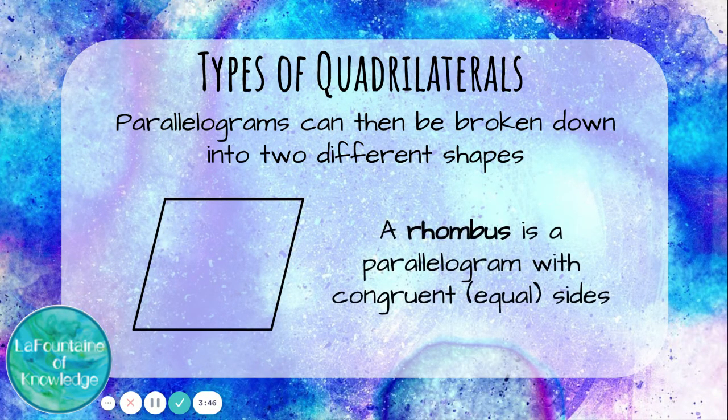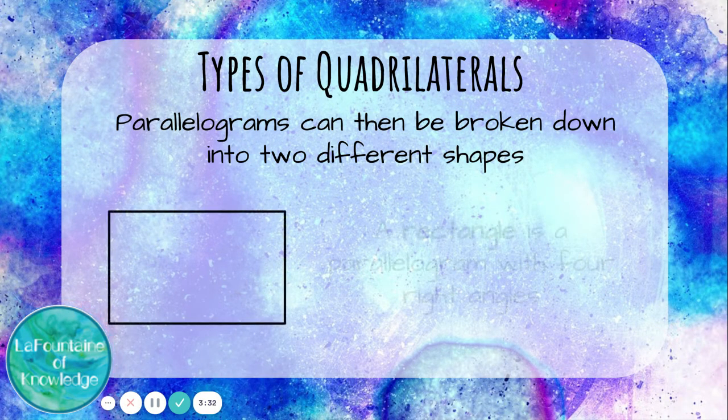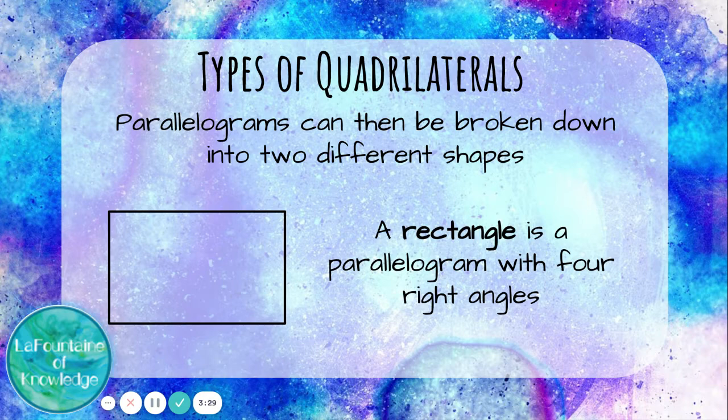A rhombus is a parallelogram with congruent, which just means equal, sides. Remember, we often use a little line like this to show that the sides are the same length or congruent. Parallelograms can also be rectangles. A rectangle is just a parallelogram with 4 right angles.